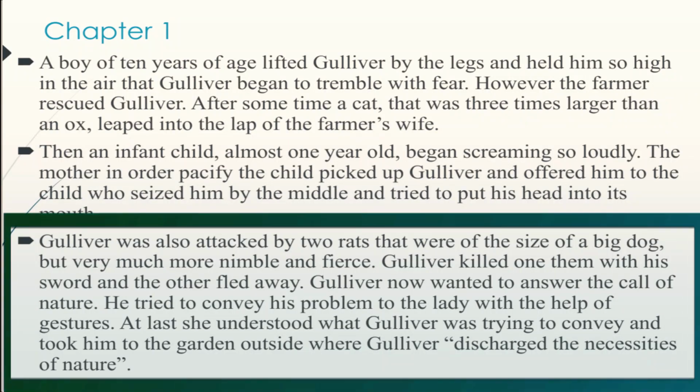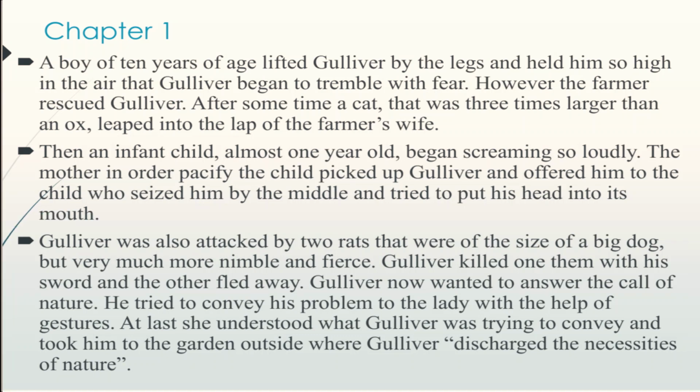Gulliver was also attacked by 2 rats that were the size of a big dog, but very much more nimble and fierce. Gulliver killed one of them with his sword, and the other fled away. Gulliver now wanted to answer the call of nature. He tried to convey his problem to the lady with the help of gestures. At last she understood what Gulliver was trying to convey and took him to the garden outside, where Gulliver discharged the necessities of nature.